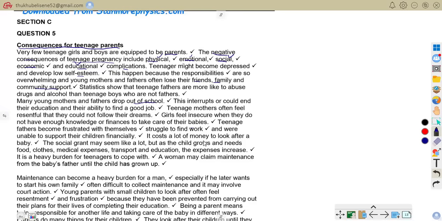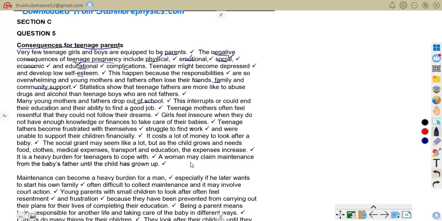It costs a lot of money to look after a baby. That's what we're talking about, the economy. It may not seem like a lot at first, but as the child grows, it needs food, clothes, medical expenses, transport, and education. The expenses increase. So it is a heavy burden for teenagers to cope.